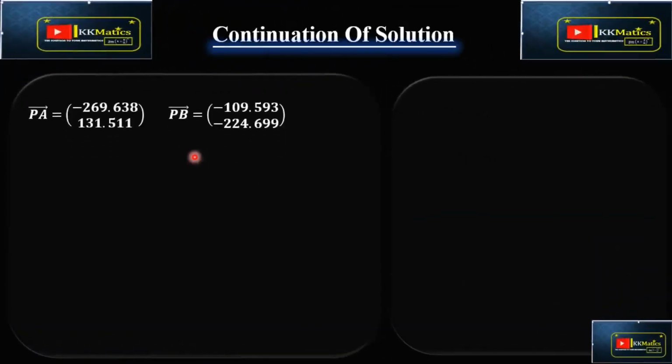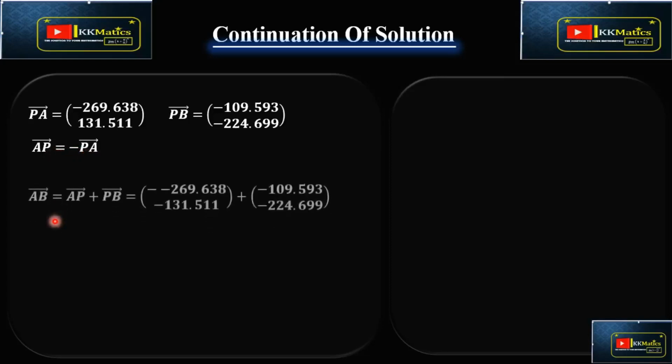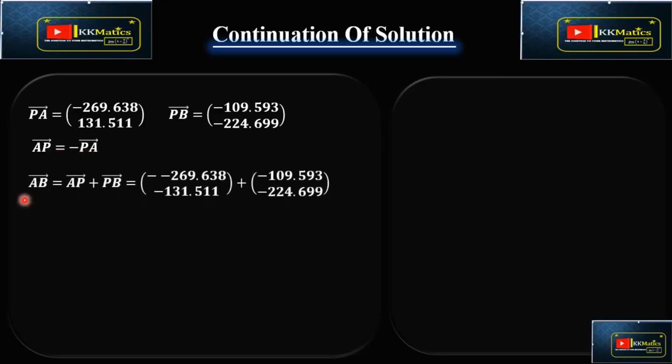We know that vector AP is the same as minus PA. Always keep in mind, when dealing with things like this, vector AB, which is the distance between the first cyclist and the second cyclist, where A is the point of the first cyclist and B is the point covered by the second cyclist, is equal to vector AP plus vector PB.